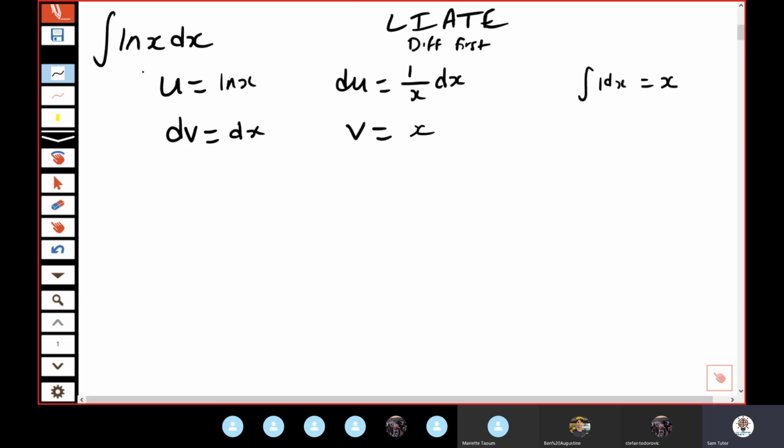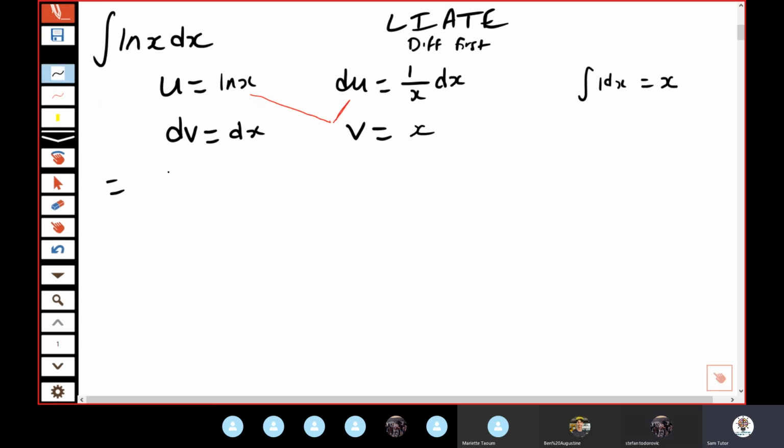So let's recap. We chose log because we said differentiate first. So there it is. We differentiated log x, which is 1 on x dx. You have to get more and more comfortable with that as the weeks go by. The dv is dx, and then we integrated that, which is x. And so this equals this minus this.